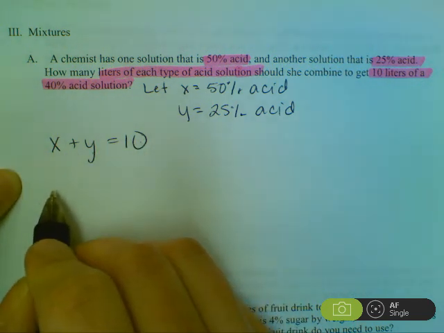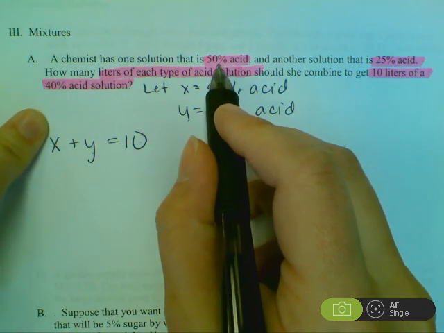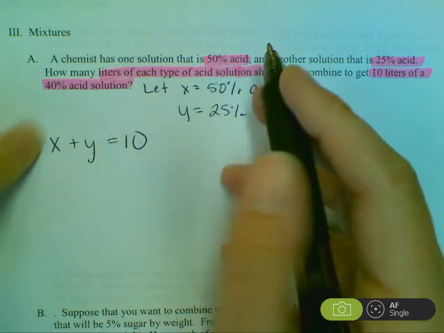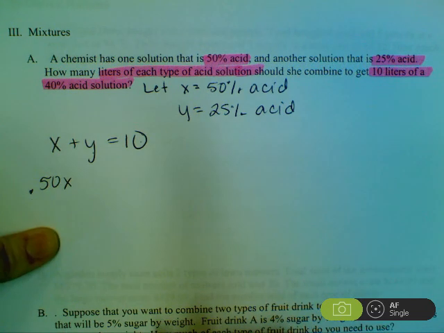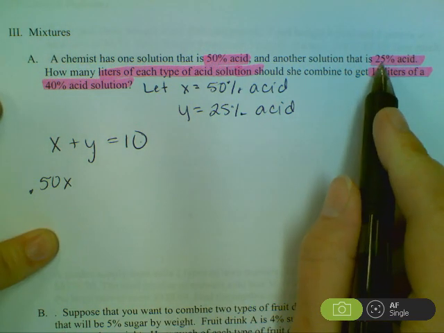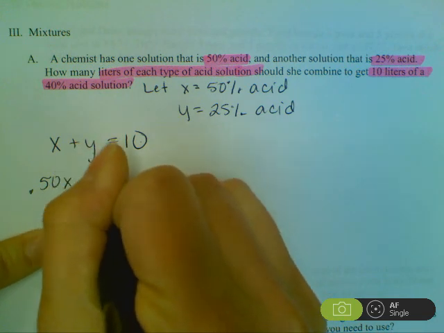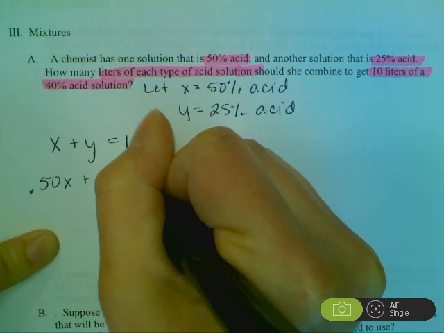The second equation is the mixture. Now, I know that in this equation, the acid is 50%. So I'm going to change 50% to a decimal, and I'm going to write that as 0.50x. My y acid is 25%, so I'm going to change 25% to a decimal by writing 0.25y. Excuse me, that should be a y.